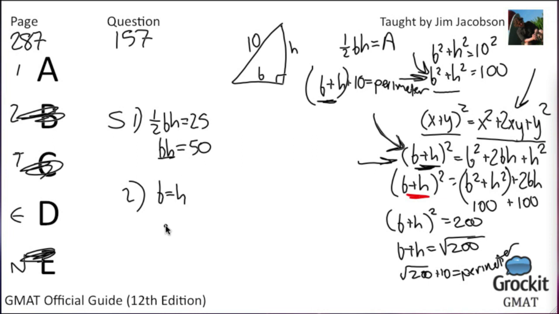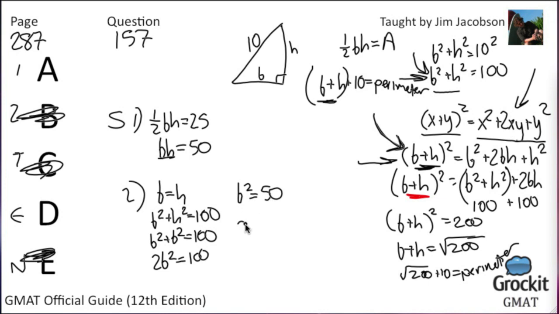However, we do still have the Pythagorean theorem. We have b squared plus h squared equals 100, but this is really the same thing as b squared plus b squared equals 100, which is 2b squared equals 100. So that gives us b squared equals 50, so b equals the square root of 50. So the perimeter will be 2 times the square root of 50, one for the base, one for the height, plus 10.